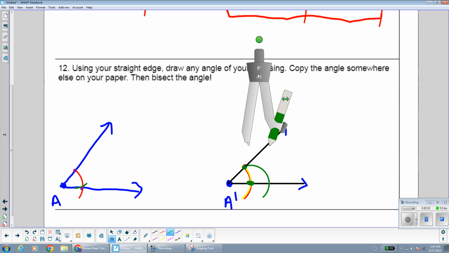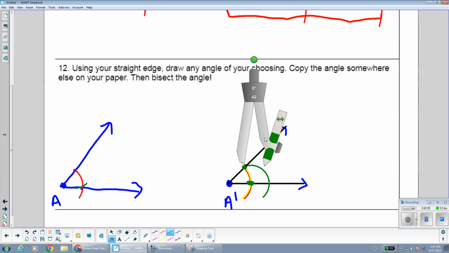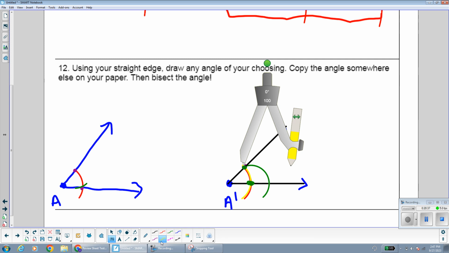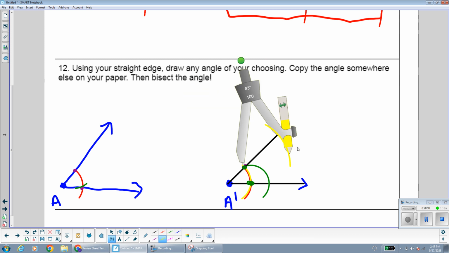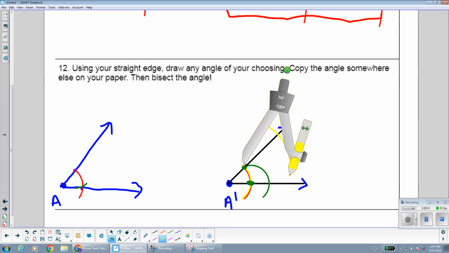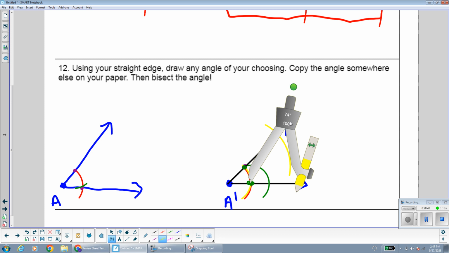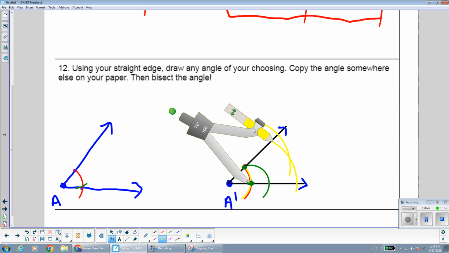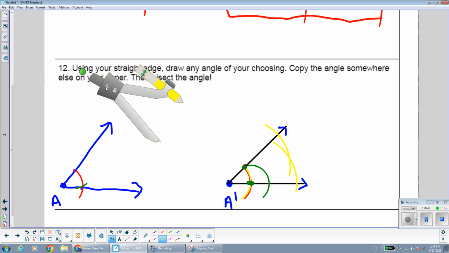So I'm going to put my compass on that top one. I'm going to open up a little bit wider. I'm going to use yellow again. I know it's a little hard to see. I'm just going to go up and down. And then using the same measurement, since I'm bisecting or cutting in half, I'm going to go over to that other intersection point and do the same thing. Oops, without changing the distance. Good thing I made that already. Okay, now from the vertex through that intersection, here's my bisector, and it splits the angle into two equal parts.